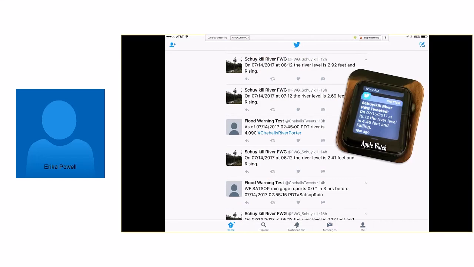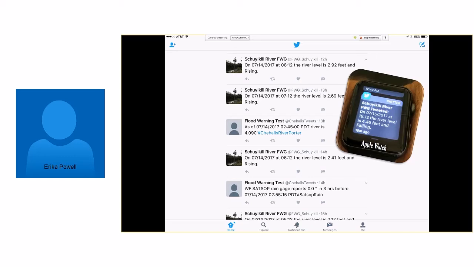Twitter, this is a great example of the use of Twitter. Whole systems out there now actually tweet messages. And you can basically see examples in the text stream here of the Schuylkill River, which is outside of Philadelphia. You can see at 8 o'clock in the morning on the 14th of July, the river was 2.92 feet and rising. An hour before that, it was 2.69 feet and rising. An hour before that, it was 2.41.